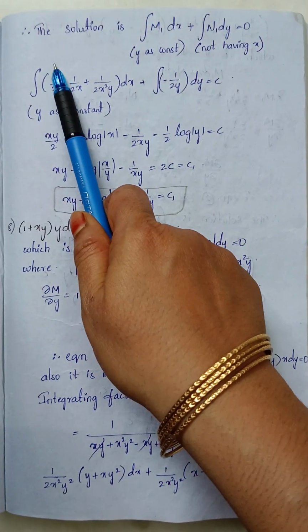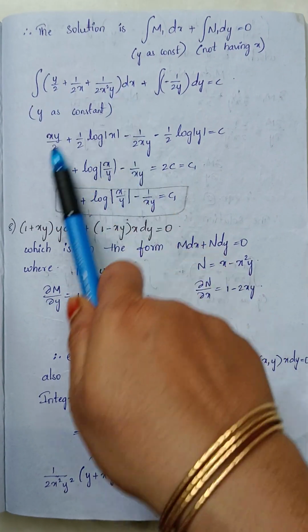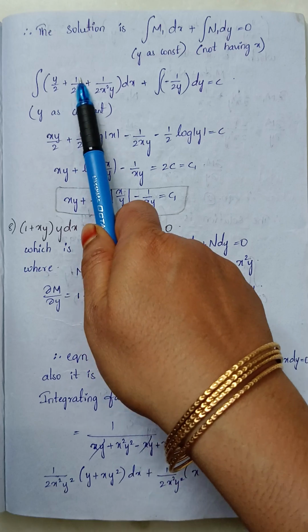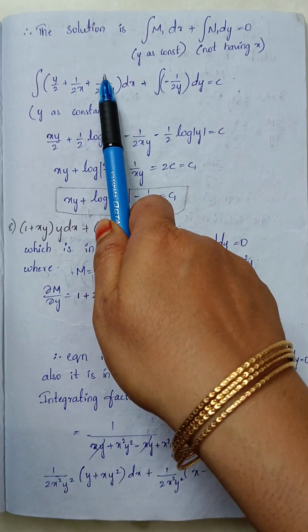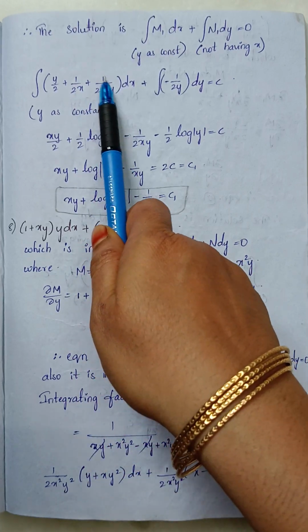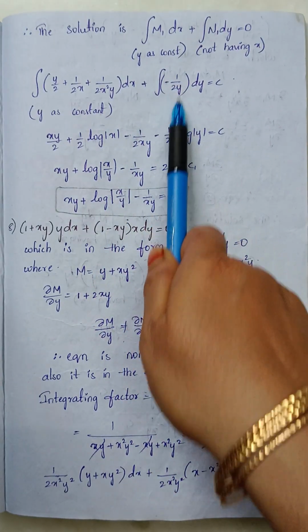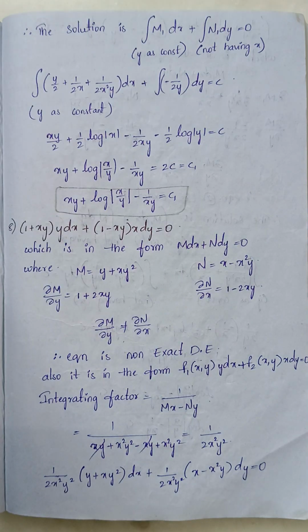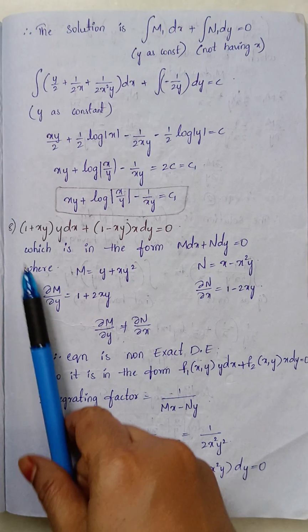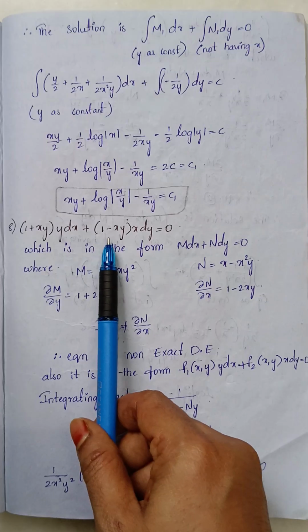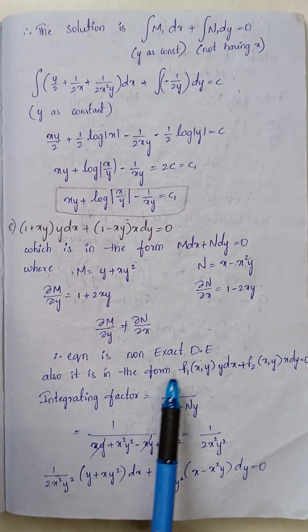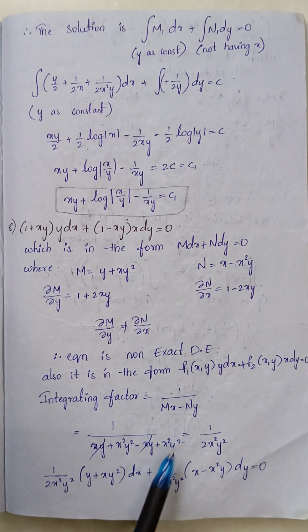So y constant means y by 2 into integration 1 into dx is x here, 1 by 2 into log x here, and 1 by 2y constant, and integration 1 by x square is minus 1 by x here, and minus 1 by 2 into 1 by y is log y, which is the required solution. And the last problem in this method, a function into y dx plus function into x dy. First of all, it is a non-exact differential equation. Take the integrating factor and multiply to the equation.